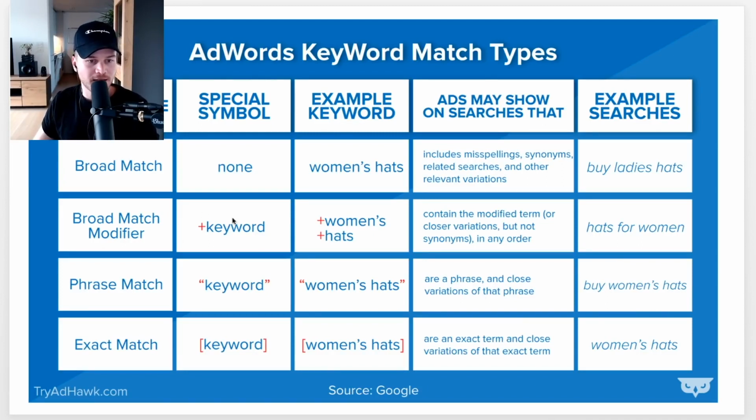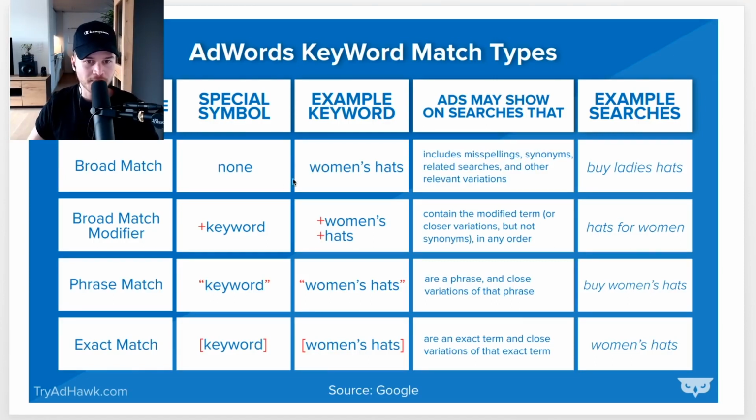And then we have the broad match modifier, the modified broad match. You can put a plus in front of your keywords, which means that each keyword that has a plus in front of it has to be in what people type in the search bar. So here, for example, hats for women, it will show up because hats is in there and women is also in there. Women is kind of a synonym or a close variant of women's. If it would be, let's say, pants for women, then it wouldn't show up because hats isn't in the phrase.